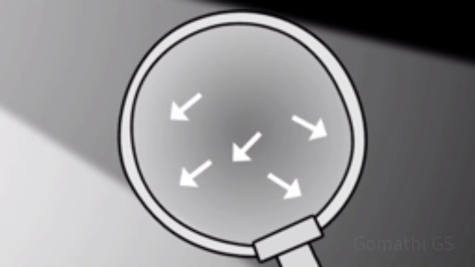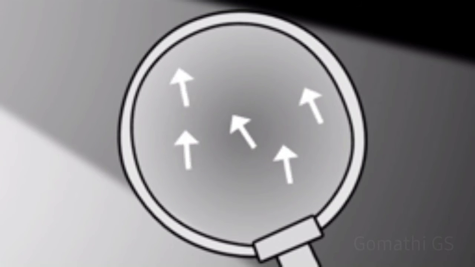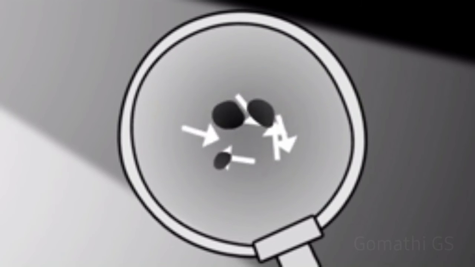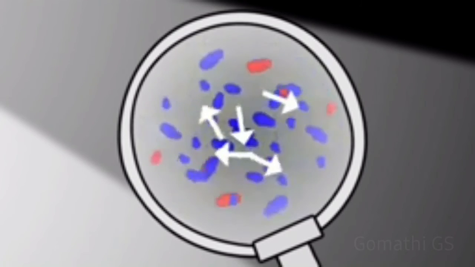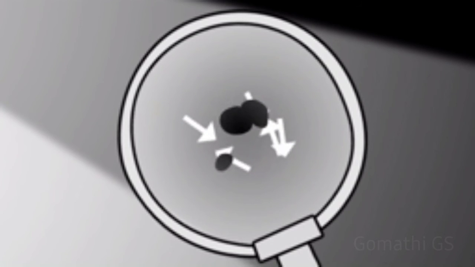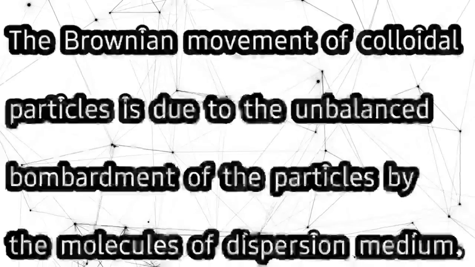Dust particles can be visible when a light beam enters a window. It can be seen that the dust particles are moving constantly and rapidly in zigzag direction. This is due to the unbalanced bombardment of the dust particles by the molecules of air.